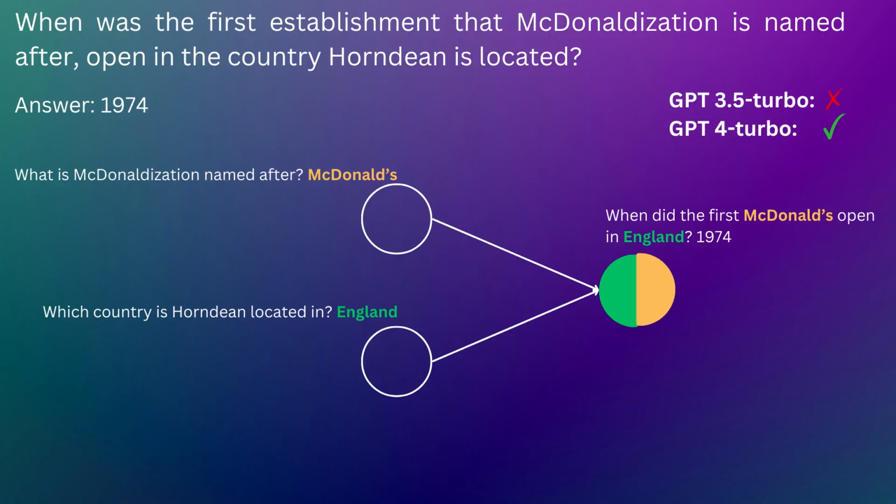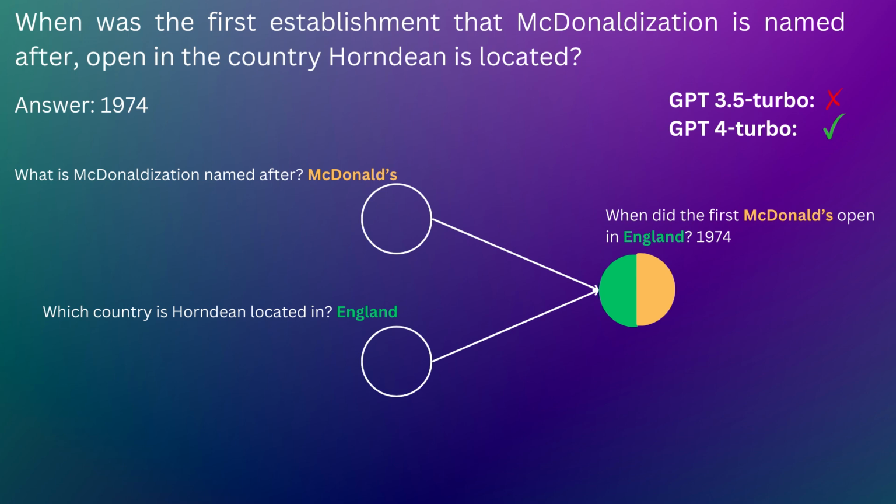We'll try this question. When was the first establishment that McDonaldization is named after open in the country Horndean is located? All right. So to answer this question, we need to take 3 hops once again, but there are some parallel hops here. The first one is, what is McDonaldization named after? The second one is, what state is Horndean located in? Remember, the significance of these parallel hops is that they're not really related. They don't feed into each other like the last example. They're completely unrelated.